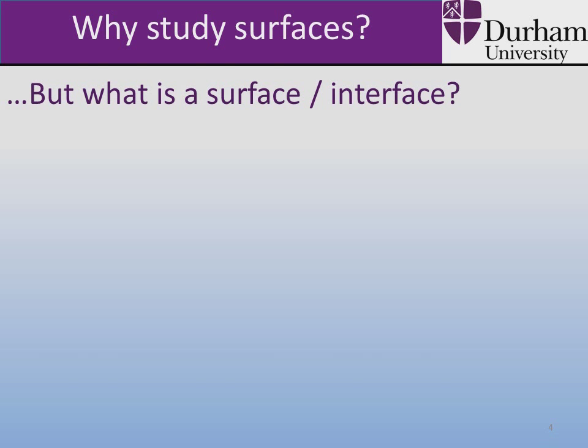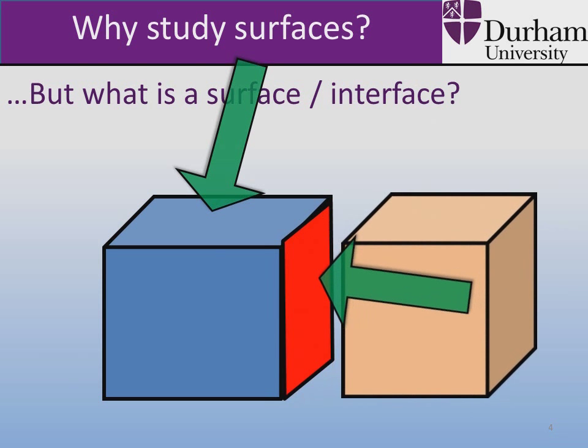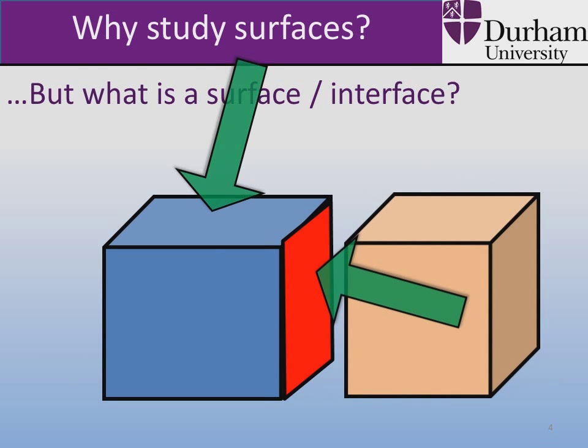But what actually is a surface? A surface or interface describes any boundary between two different materials. This could be the boundary between an object and the air, or the boundary between two different objects which are touching.